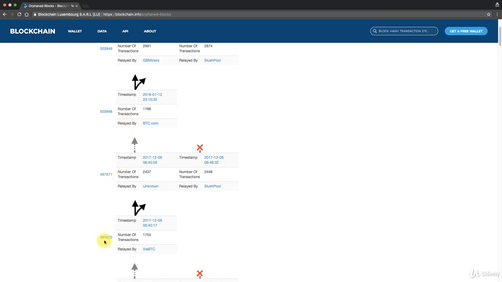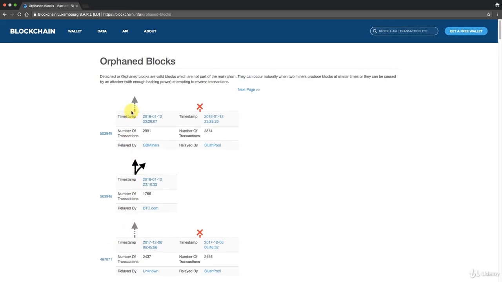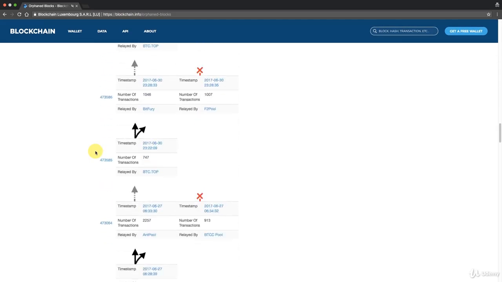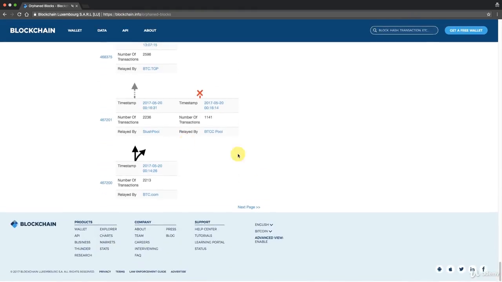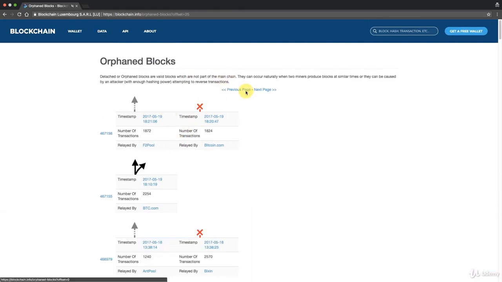So you can see 497,870, 497,871. These are consecutive, then these are always consecutive, and so on. So that's how to read this chart, and it keeps going on. You can scroll to the bottom, and then you can go to the next page, and it'll show you more if you like.